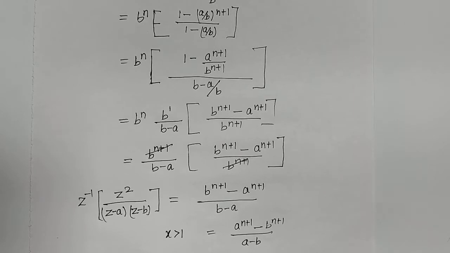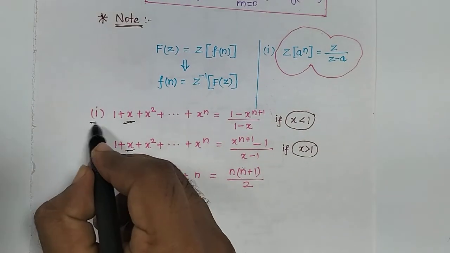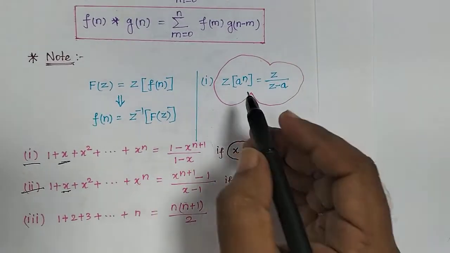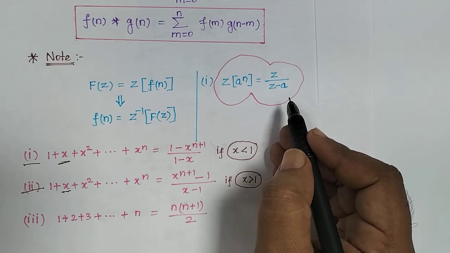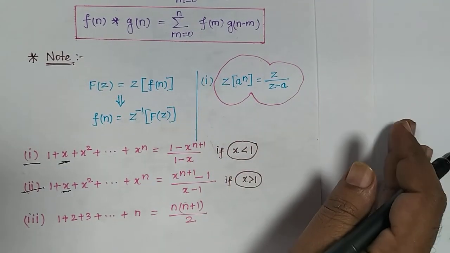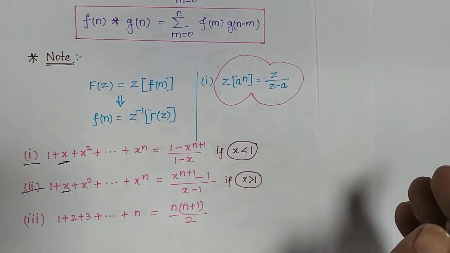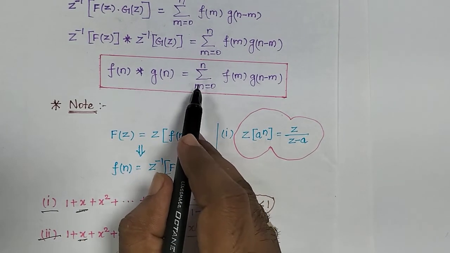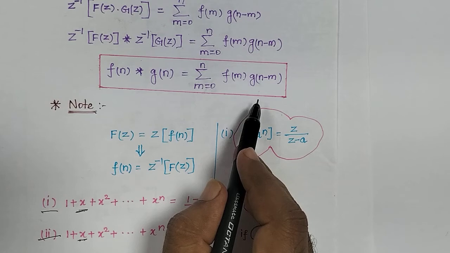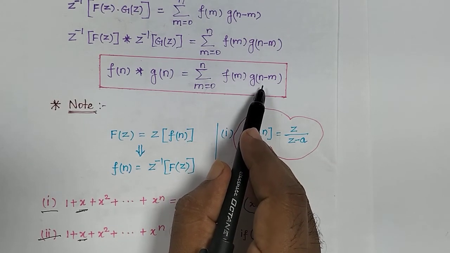So you should remember here, while attending a problem in the convolution method, you should always remember this formula. These two are very, very important. And then the z transform of a power n equal to z divided by z minus a. Most probably we apply only this formula in the convolution method. Minimum 5 problems we do based on this formula. And f of n star g of n equal to sum of m equal to 0 to n of f of m g of n minus m. First function replaced by m, second function replaced by g of n minus m.